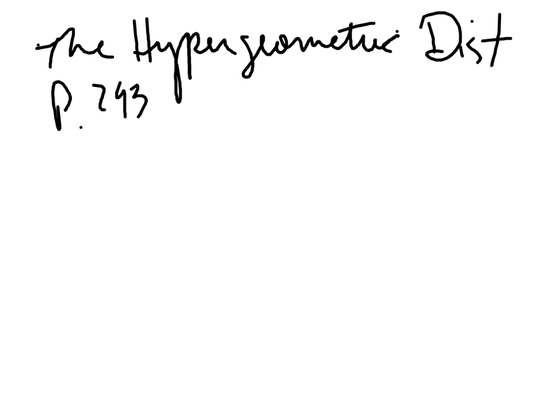Well, hi again, this is Bob, and I'm looking at the bottom of page 293 now. This is the third of four new distributions, although some of them are going to look a lot like things we've seen before. And this one's called the hypergeometric distribution.